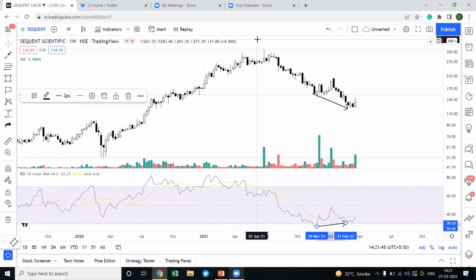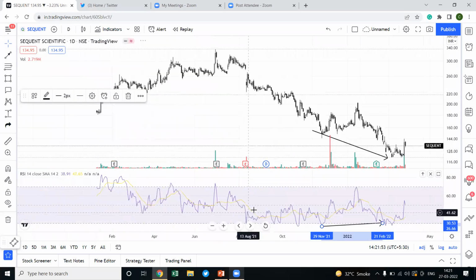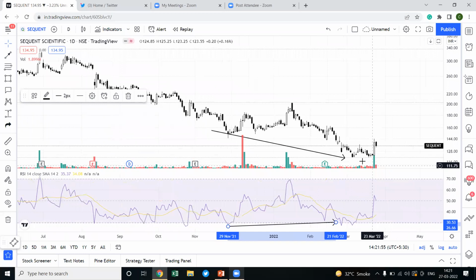So you have to take two or three things into effect, and there should be a divergence in place to confirm your thesis. So over here on the daily chart as well, you can see some divergence happening. So looking at the price action as well as the indicators, you can arrive at a conclusion.